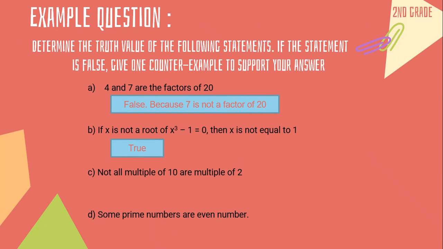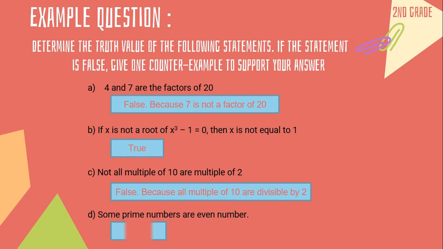Next, not all multiples of 10 are multiples of 2. This statement is false, so we need a counterexample to support our answer. It is false because all multiples of 10 are divisible by 2. Lastly, some prime numbers are even numbers. This statement is true, so it does not need any counterexample.